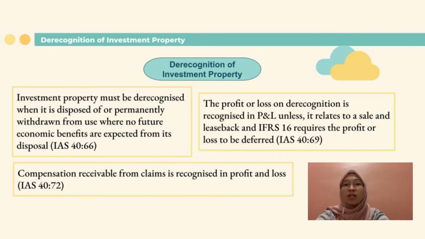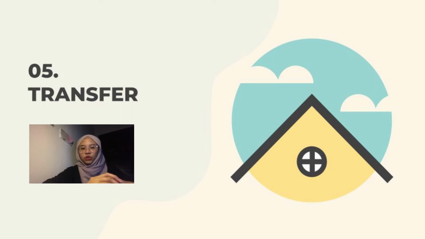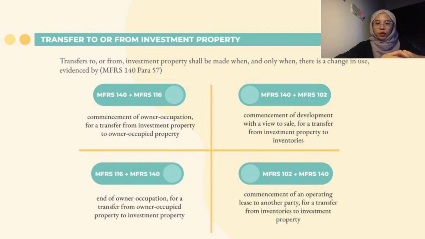And also in IAS 40, paragraph 72, it is stated that compensation receivable from claims is recognized in profit and loss. Okay, we move to transfers to or from investment property. According to MFRS 140, a transfer to or from investment property will happen if there is a change in use.